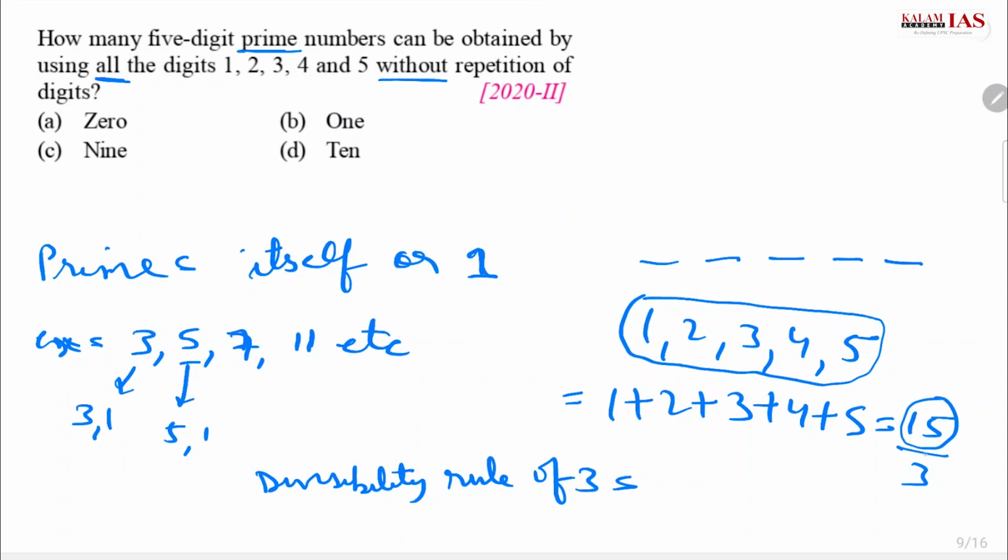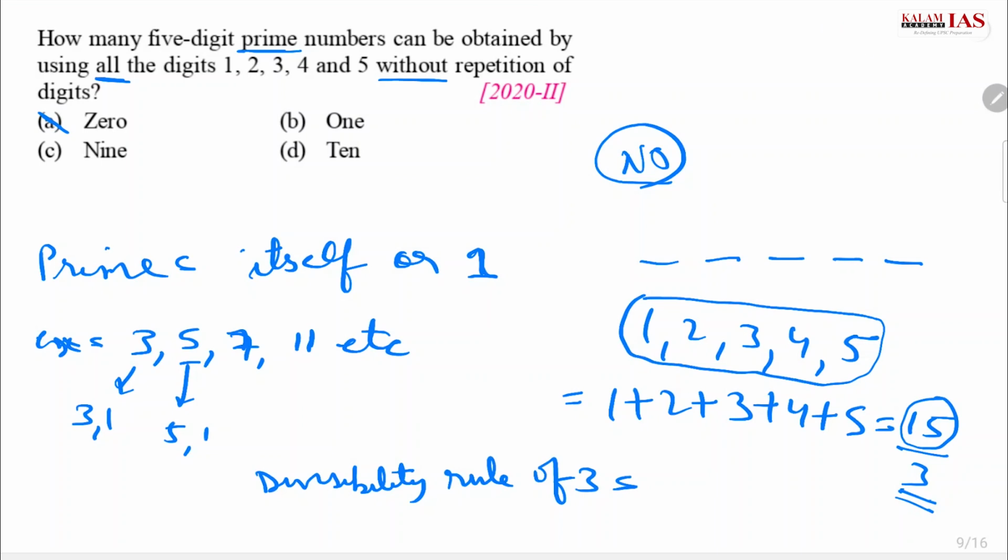And since the number 15 is divisible by 3, that means the number is not prime. There is no possible prime number which can be formed using the digits 1, 2, 3, 4, 5, because the summation will always be divisible by 3. And since it is divisible by 3, it is not a prime number. So the answer will be 0. I hope this was clear.